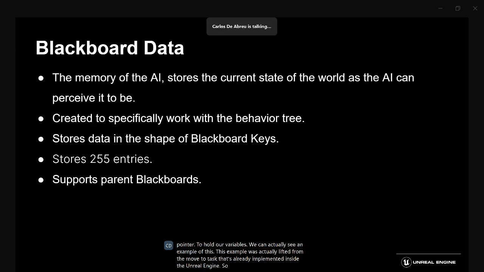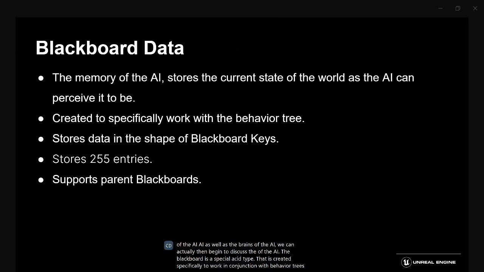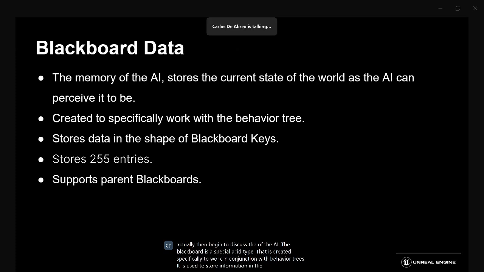So now that we've covered the simulated wheel of the AI as well as the brains of the AI, we can begin to discuss the memory of the AI. The Blackboard is a special asset type that is created specifically to work in conjunction with behavior trees. It is used to store information in the shape of Blackboard keys. This information can then be queried by the behavior tree at runtime to make informed decisions. A Blackboard can hold up to 255 entries.